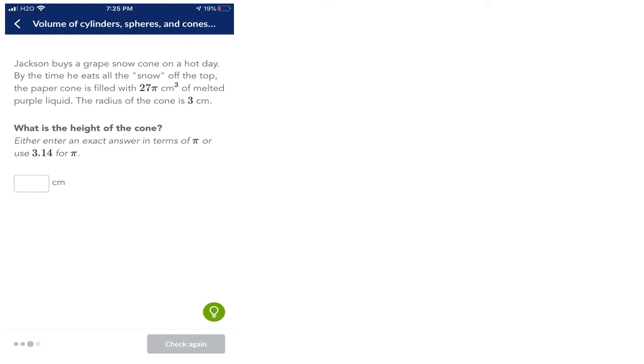So Jackson buys a grape snow cone on a hot day. By the time he eats the snow off the top, the paper cone is filled with 27 pi cubic centimeters of melted purple liquid. The radius of the cone is 3 centimeters.